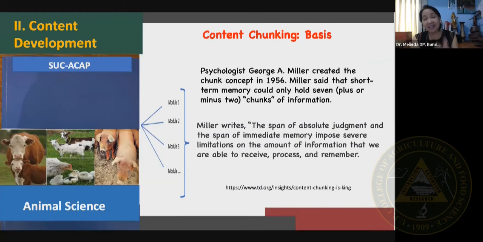So dito, in chunking our content, we will also be guided because we should be aligned with the learning outcomes. We will also be guided with must or should know. What are the information that our learners should know? And these are your learning outcomes. And what are the information that are nice to know? So we can also classify, di ba? The learning outcomes will enable us to classify ano yung must know, at ano yung nice to know.